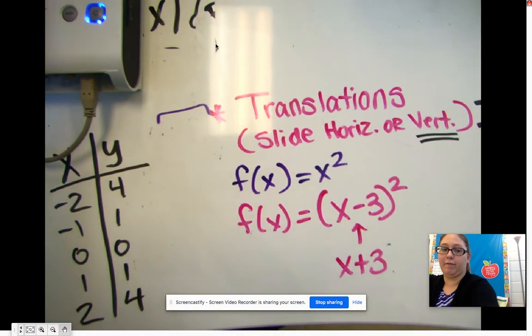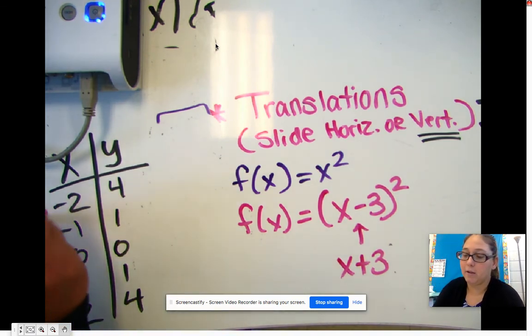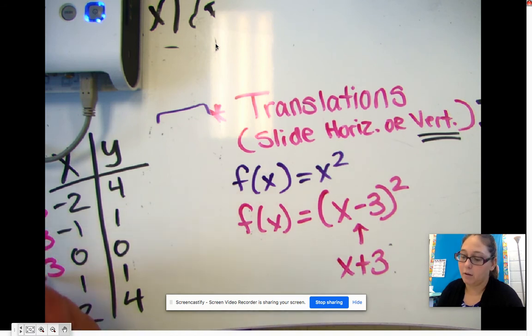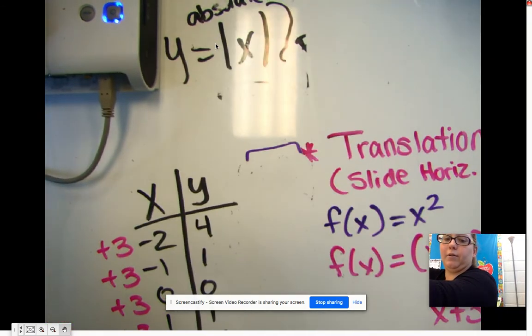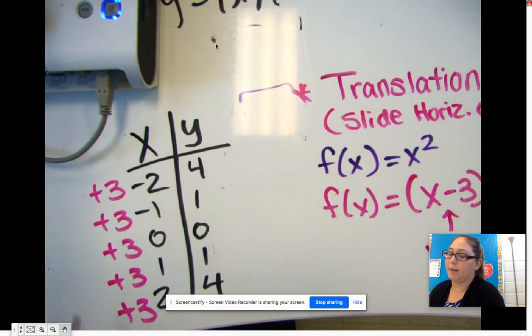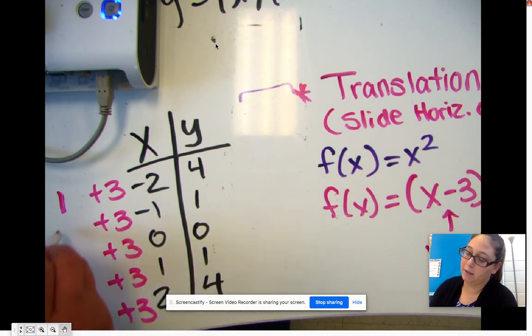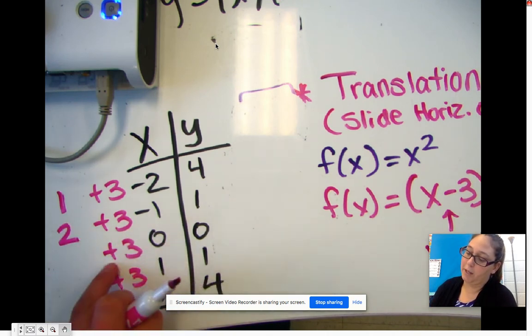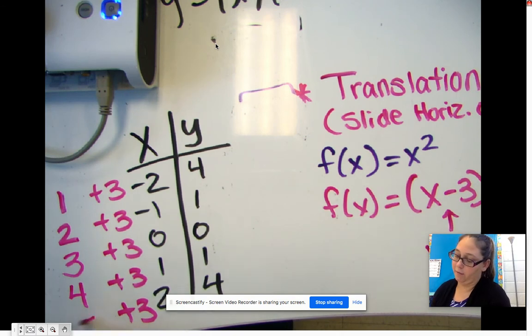From my parent function, I still have this table over here. I'm now going to add 3 to my x values. Okay, I'm trying to make some more room. And so when I add 3 to my x values, what happens? Well, we get 3 minus 2, so that's 1. 3 minus 1, that's 2. 0 plus 3 gives me 3. 1 plus 3 gives me 4. And 3 plus 2 gives me 5. Okay?